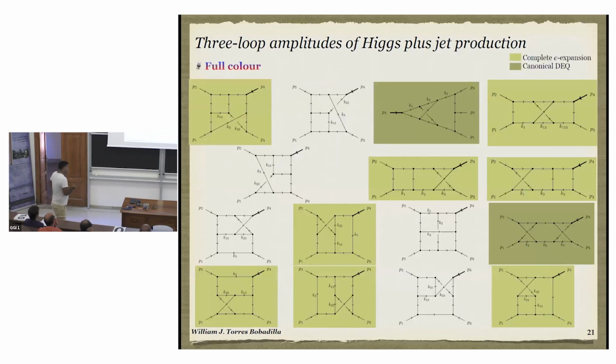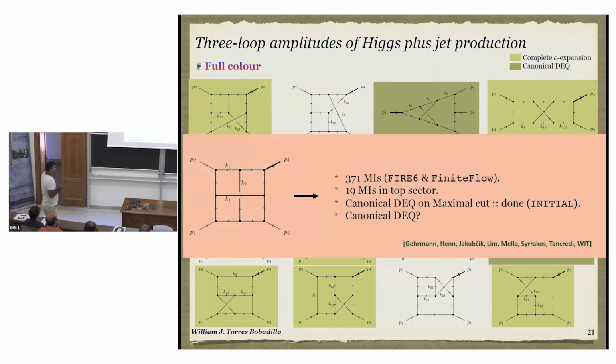And then if we want to complete the full set of integrals, the green integrals are those for which we have already completed the epsilon expansion. Unfortunately, we were unlucky enough that these integrals didn't appear in the leading color approximation, but they will appear in the full expression. And out of these integrals, I would like to recall this one, which we have observed to be the most difficult one. It has 371 master integrals, and in the top sector, it has 19 master integrals.